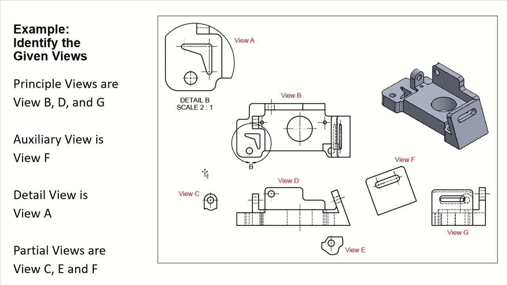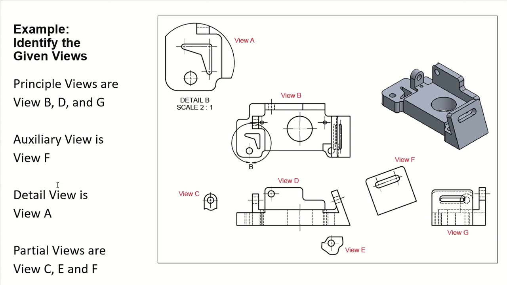All right, now this is just an example, trying to identify the different views that we have just learned. So when you think about the principal views, they are normal views, so therefore you have this one, which they call view B, and then this is your view D, and then your view G. These are your top, front, and right side. Okay, so they're going with letters instead of top, front, and right side. So B, and then D, and then G. You can also write it: that's the top, and that's the front, and that's the right.